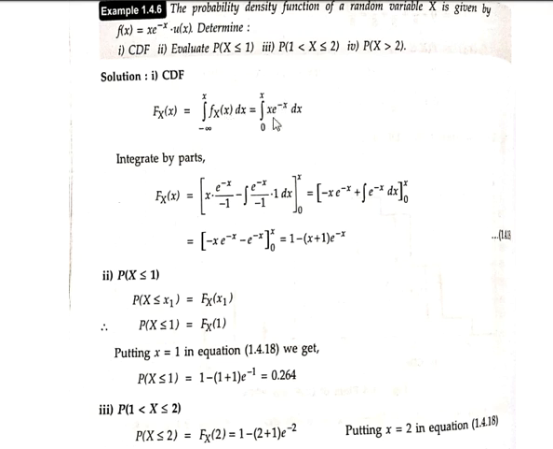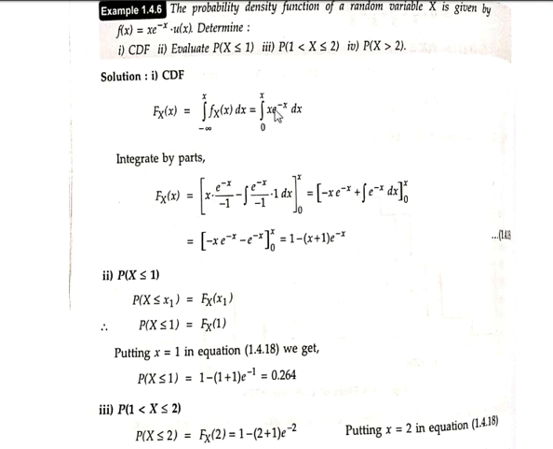Let's substitute and integrate. So this minus infinity to x goes to 0 because it is multiplied with u of x. So u of x starts from 0 and ends at infinity. So this minus infinity will not be there. Our integration will be from 0 to x.